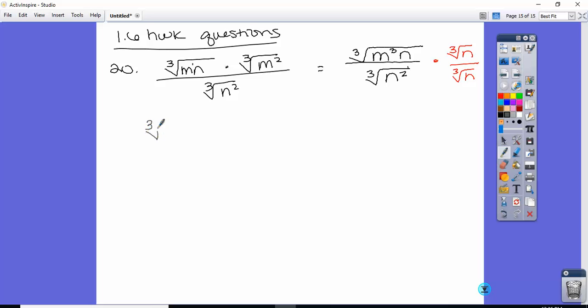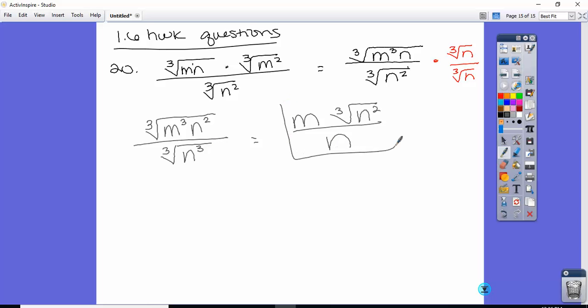So on the top we have the cube root of m cubed, now it's n squared, over the cube root of n cubed. Everybody with me still? If you have 3 m's, how many groups of 3 can we form? So 1 m comes out. If I have 2 n's, can I make a group of 3? No, so that one stays underneath. On the bottom, I have 3 n's, so I can make 1 group of 3. I can't cancel those n's because one's under a radical and one isn't. So that is my final answer.